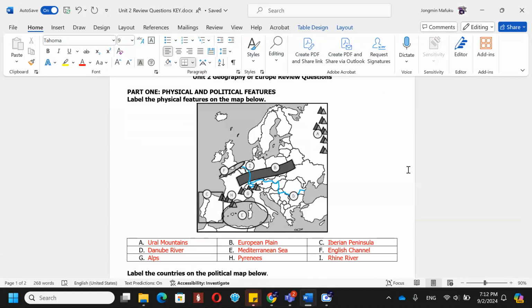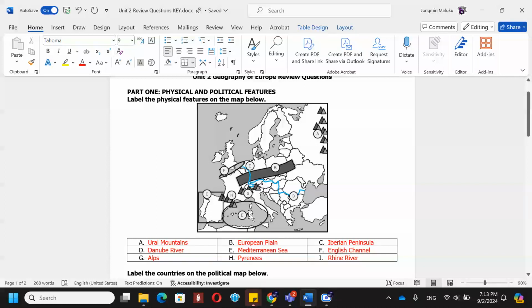C, Iberian Peninsula, this location right here. Portugal and Spain together make the Iberian Peninsula. D, Danube River. It's a great river, second largest river in Europe, that goes to the east and west side of Europe. E, Mediterranean Sea. We learned about how the Mediterranean Sea, south of Italy, has great culture, great food.